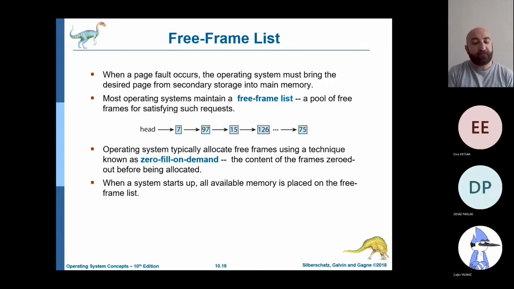Operating systems typically allocate free frames using a technique known as zero fill on demand. Zero-fill-on-demand frames are zeroed out before being allocated, thus erasing their previous contents. When a system starts up, all available memory is placed on the free frame list. As free frames are requested, for example through demand paging, the size of the free frame list shrinks. At some point, the list either falls to zero or falls below a certain threshold, at which point it must be repopulated.